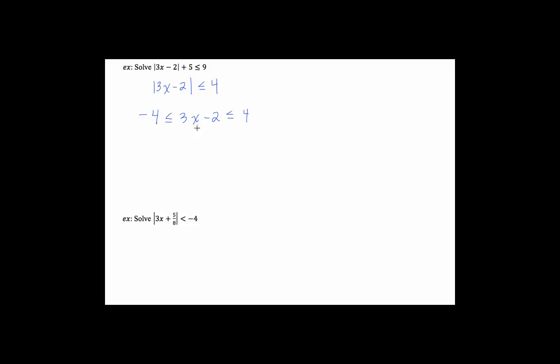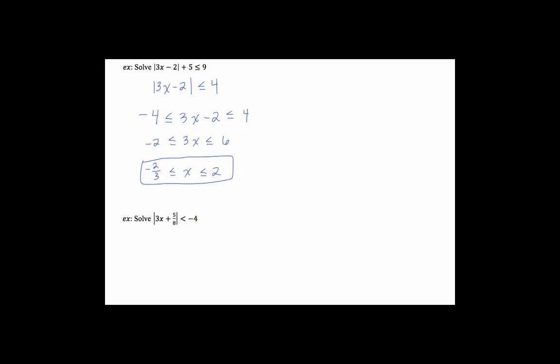And then we solve for x. We want to isolate x in the middle. So I'll add 2 to all three sides. Negative 4 plus 2 is negative 2, is less than or equal to 3x, is less than or equal to 6. Now this is positive 3, so when we divide an inequality by a positive number, the direction of the inequality signs does not change. So therefore, dividing everything by 3, we have negative 2/3 is less than or equal to x is less than or equal to 2. And there's our solution.